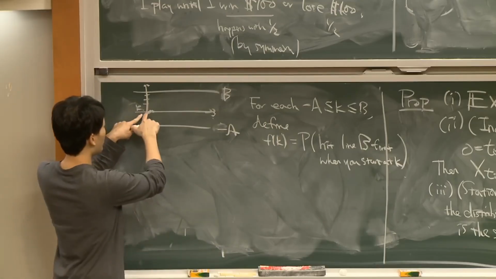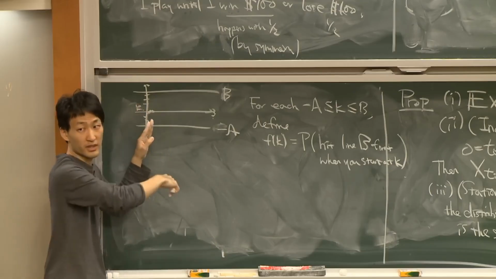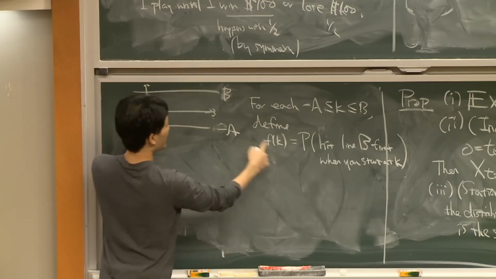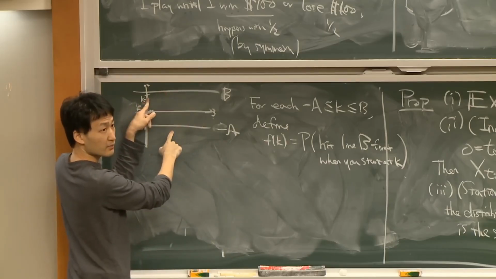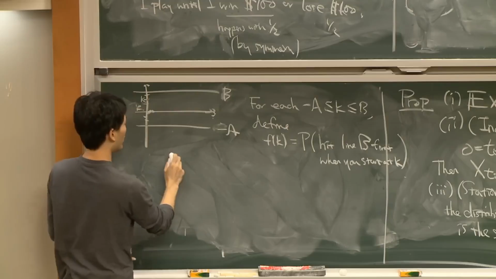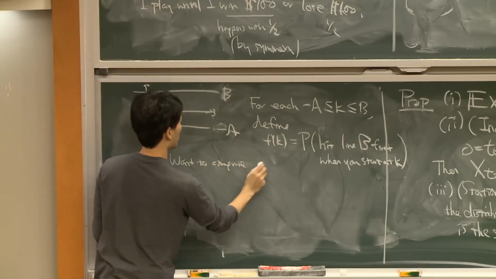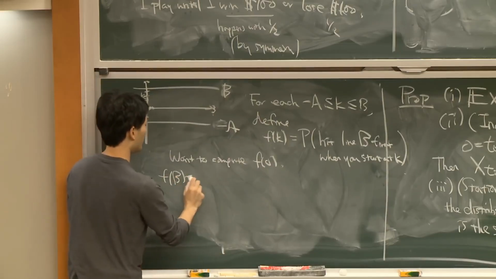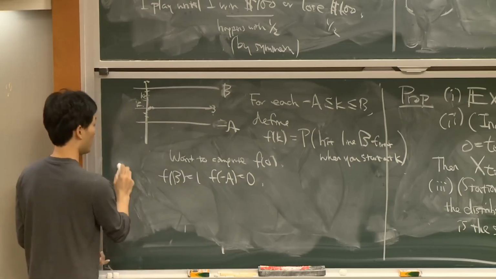Now, instead of looking at one fixed starting point, we're going to change our starting points and look at all possible ways. So when you start at K, I will define f of K as the probability that you hit this line first before hitting that line. What we're interested in is computing f of 0. What we know is f of b is equal to 1, f of minus a is equal to 0.